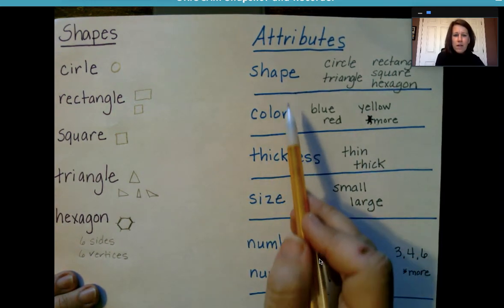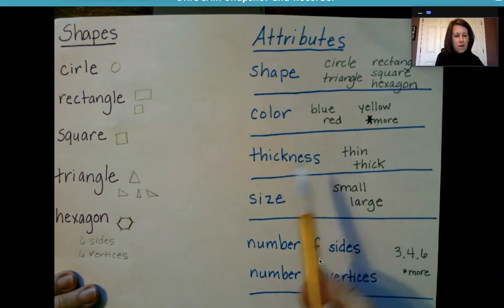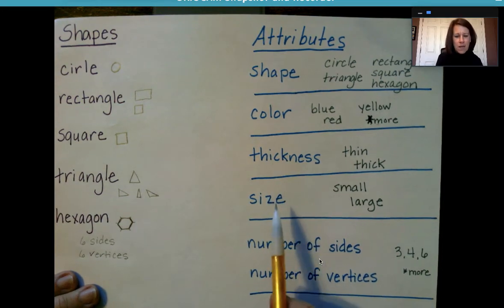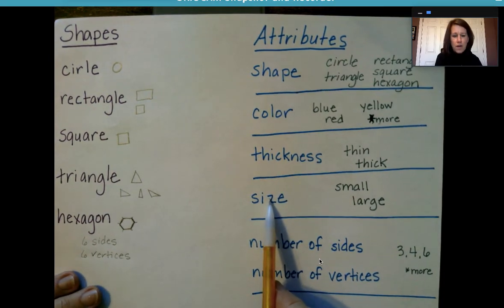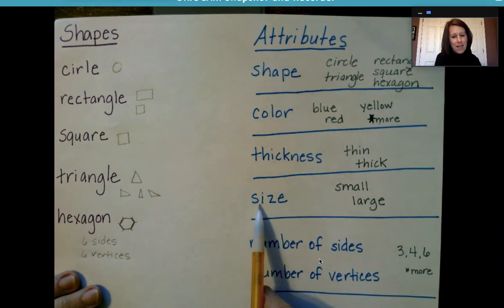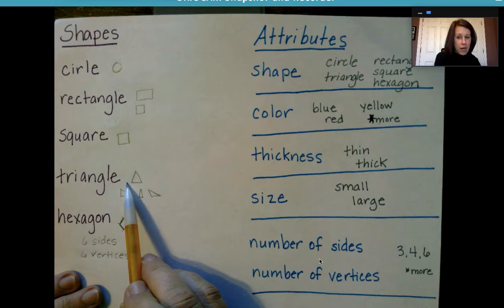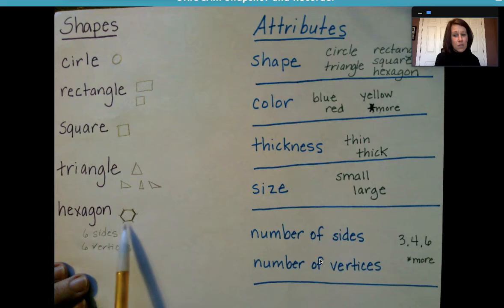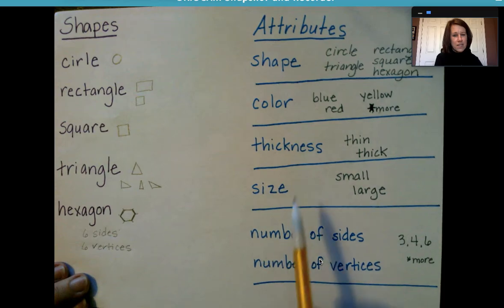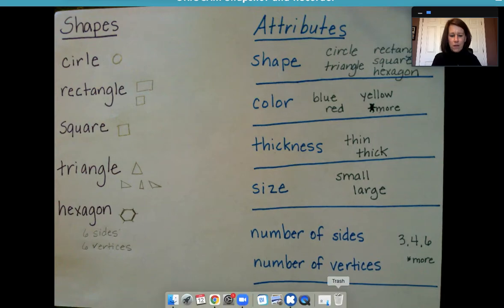Then we can look at another attribute of shapes, and that is its thickness. Is it thin or is it thick? I'll show you that in a minute. And also an attribute for us to describe or to sort and identify a shape or a block is its size. Is it a small or a large triangle, for example? And then finally, the numbers of sides and vertices help us to identify shapes because number of sides and numbers of vertices are attributes. So let's think about what that might look like.